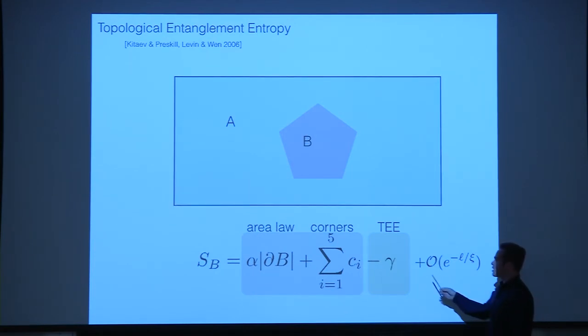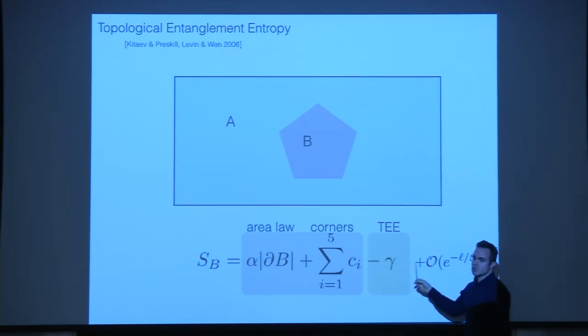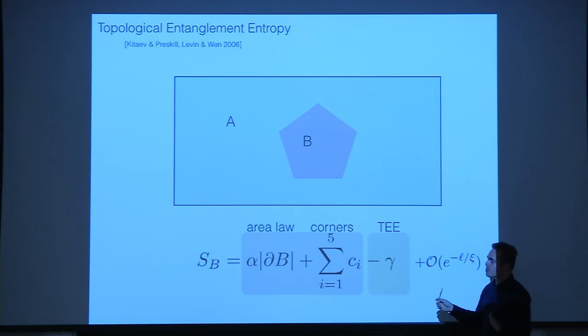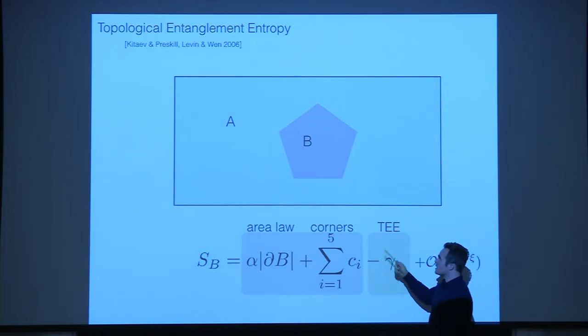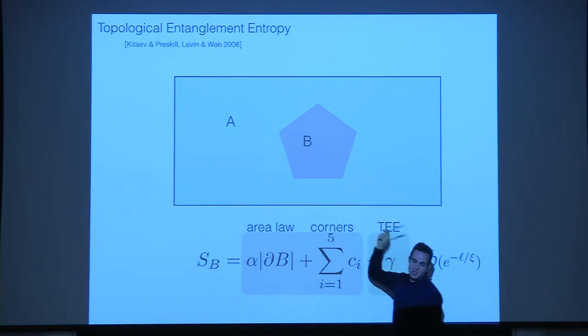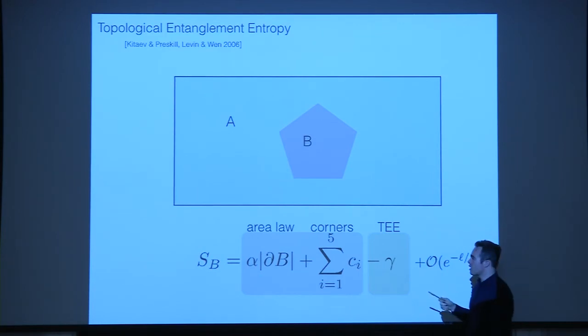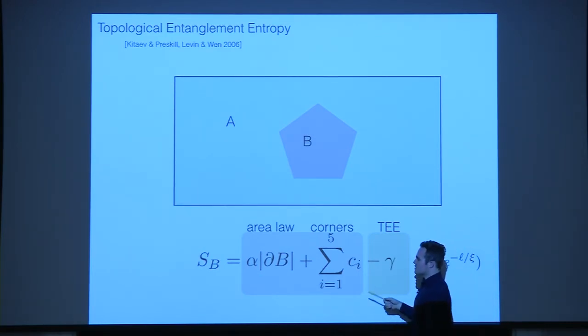We want to show that there can be a constant part in the entanglement which is universal. But you can't just naively take different system sizes and look at the constant part for the following reason. If you're on a lattice and you draw out a region B, you can't make something like a perfect disk. Inevitably, there are going to be corners here. So I'm drawing it as a pentagon.